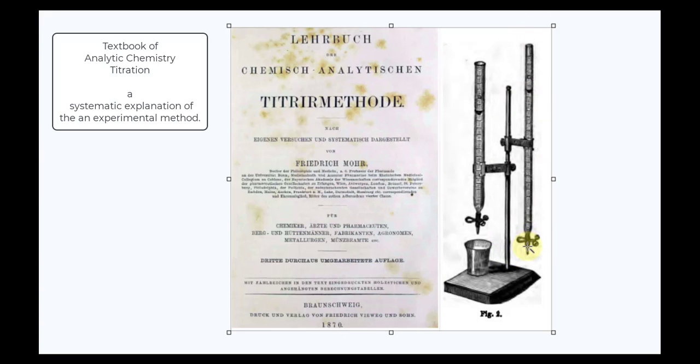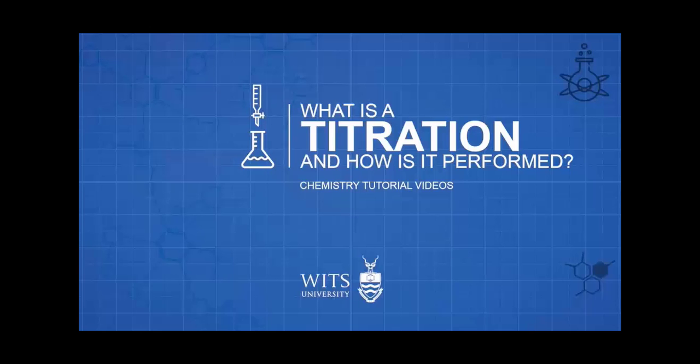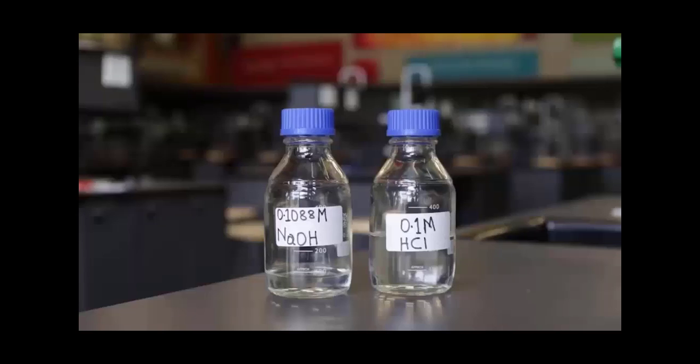They just have a Teflon valve here rather than these pinch clamps. In fact, I used to use a pinch clamp, but this is referred to as a Mohr pipette when I first started teaching. Well, let's go to Wits University, where we can see how a titration is performed in a typical lab. Here we've got two flasks. One has our unknown acid that we have the approximate concentration of.